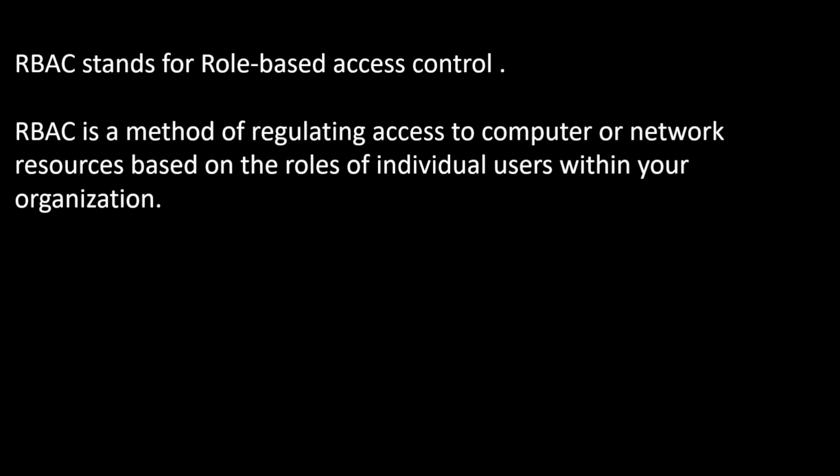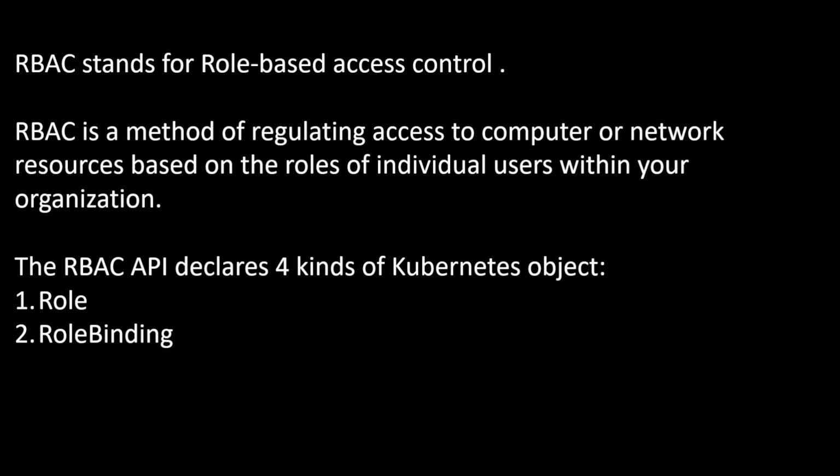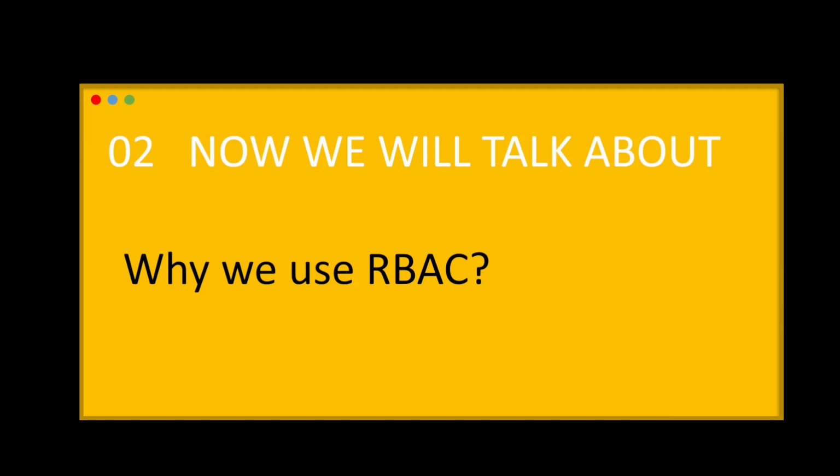The RBAC API declares four kinds of Kubernetes objects. First one is Role, then RoleBinding, after that ClusterRole, and the last is ClusterRoleBinding. Now we understand what is RBAC. Now the question comes to mind, why do we use RBAC?